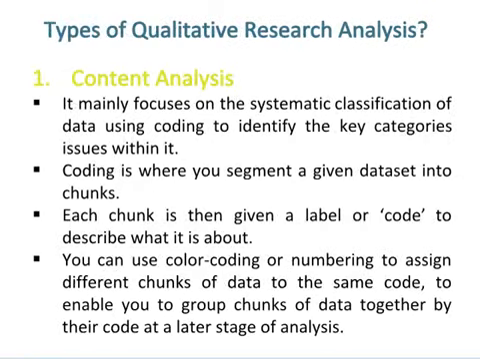Types of qualitative research analysis. Number 1 is content analysis. It mainly focuses on the systematic classification of data using coding to identify the key categories and issues within it. Coding is where you segment a given dataset into chunks. Each chunk is then given a label or code to describe what it is about. You can use color coding or numbering to assign different chunks of data to the same code, to enable you to group chunks of data together by their code at a later stage of analysis.